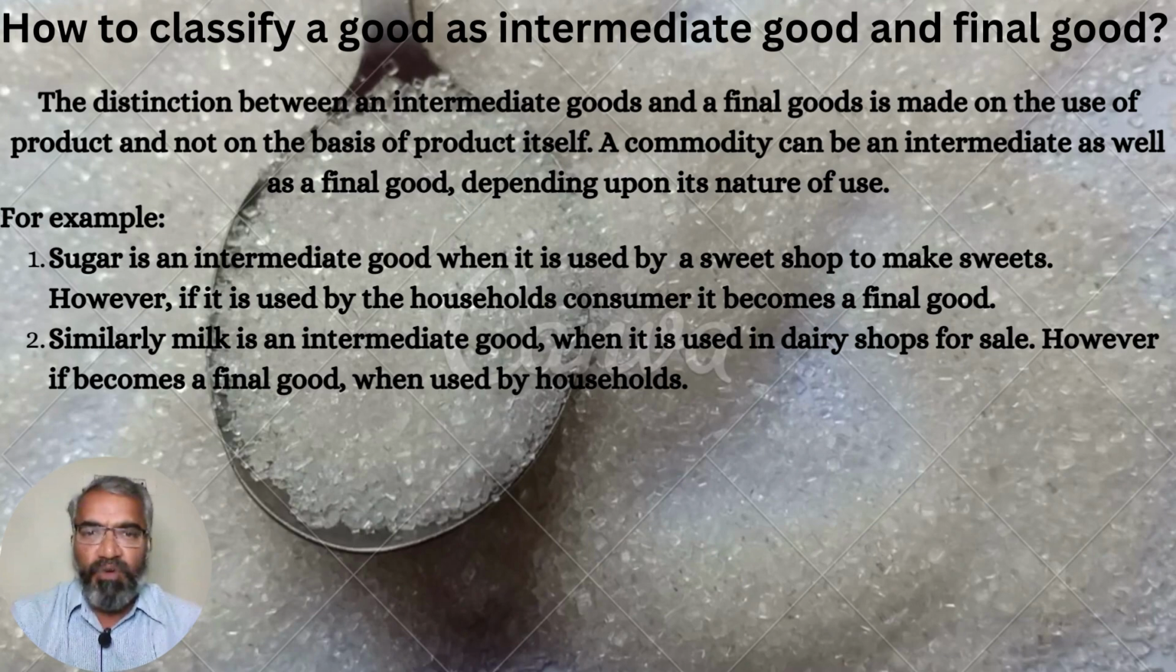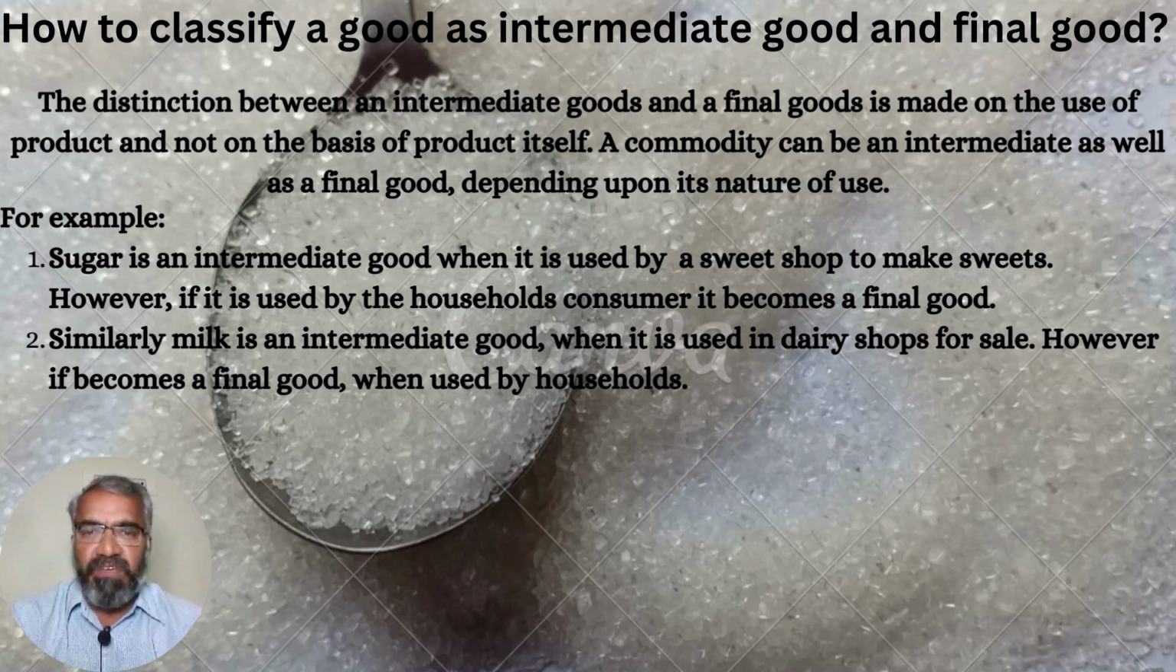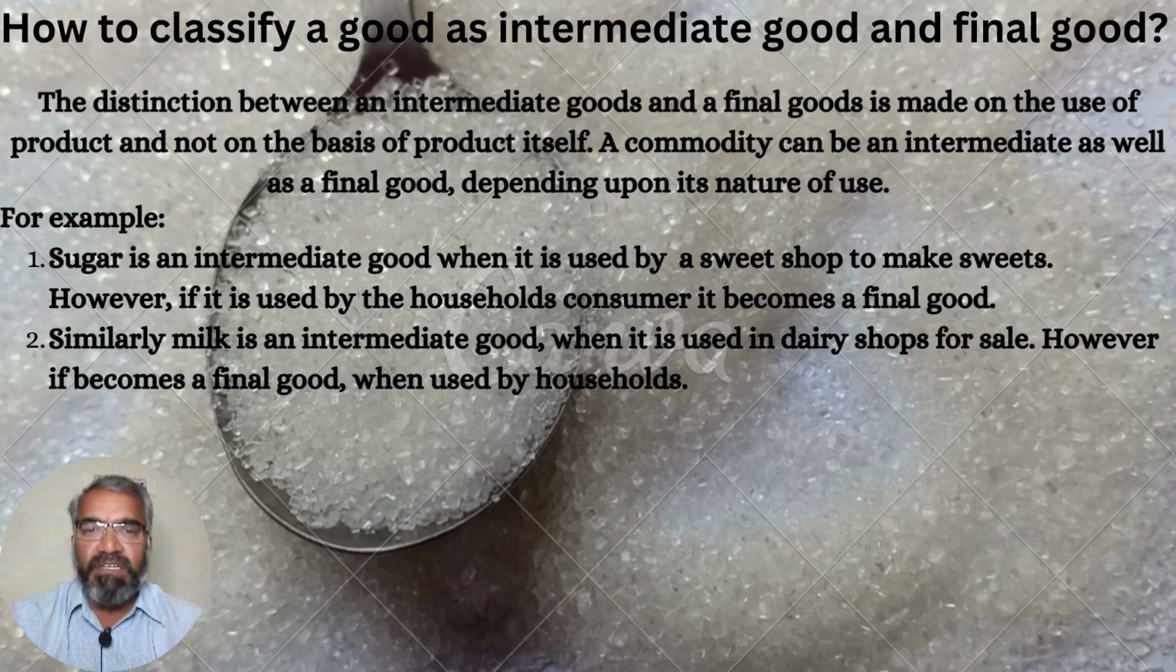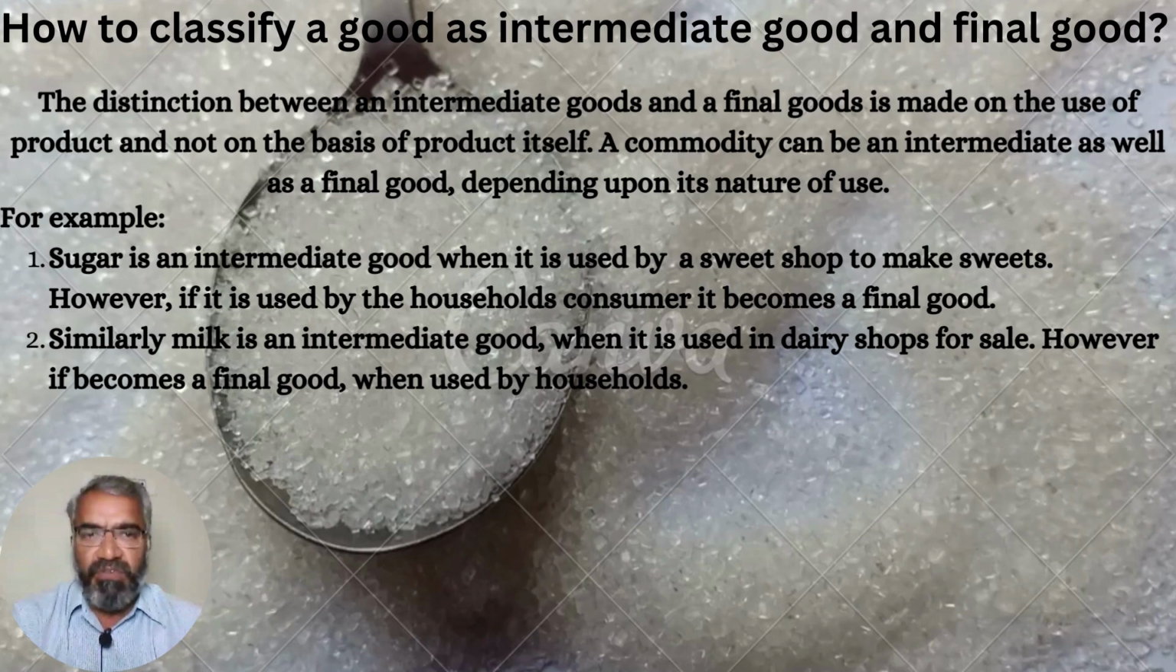How to classify a good as intermediate good and final good? The distinction between intermediate goods and final goods is made on the use of the product and not on the basis of the product itself. A commodity can be used as an intermediate as well as a final good depending upon its nature of use.